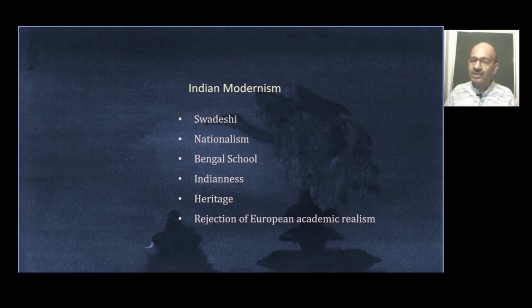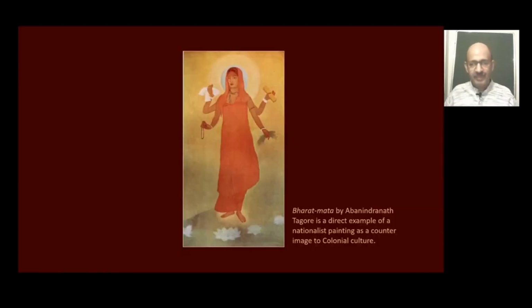And we all know that the Bengal school art was a great byproduct of all these tendencies. And we all know that it was Abanindranath Tagore and his famous painting called Bharat Mata, painted in 1905. Abanindranath Tagore created a direct example of a nationalist painting as a counter image to the colonial culture.